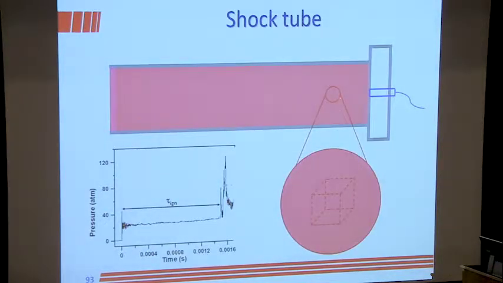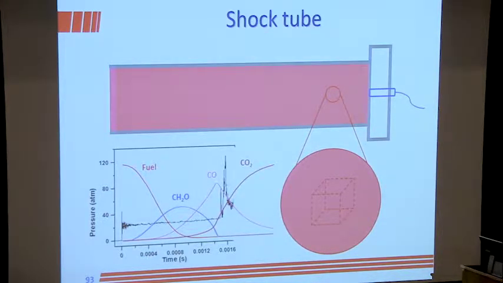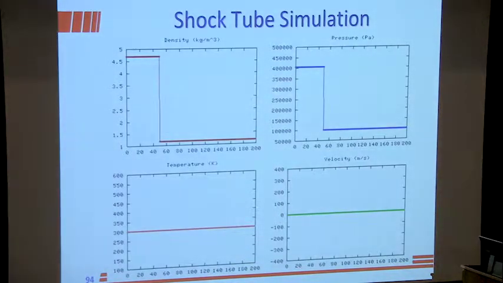But we can also analyze species profiles in here. The fuel decreases in time. These are just predictions now. So here's time 0, your fuel decreasing in time. And also intermediates and product species, CO and CO2, increase in time. And so they can all be measured.